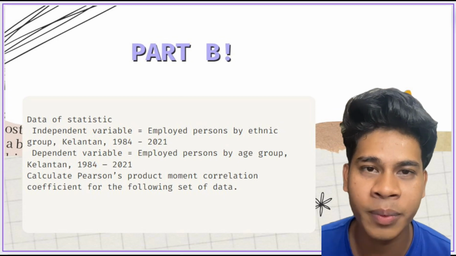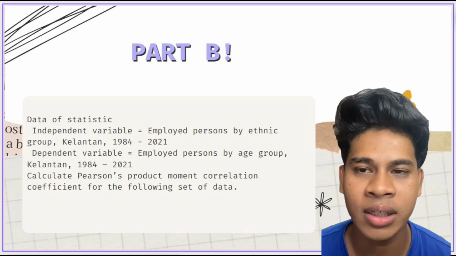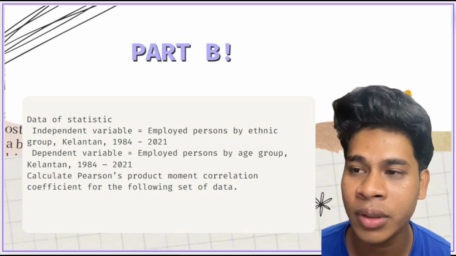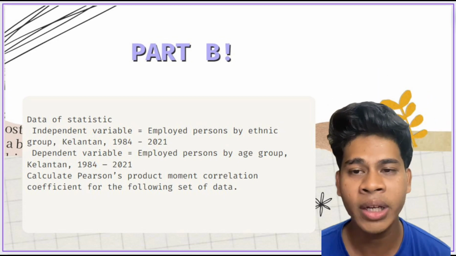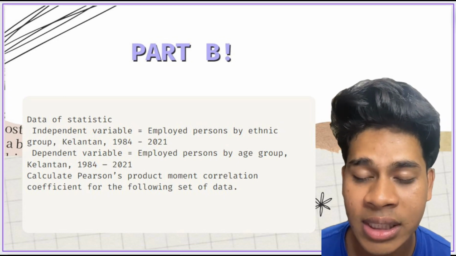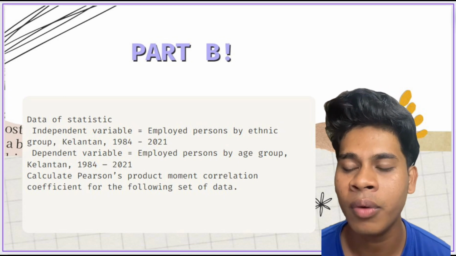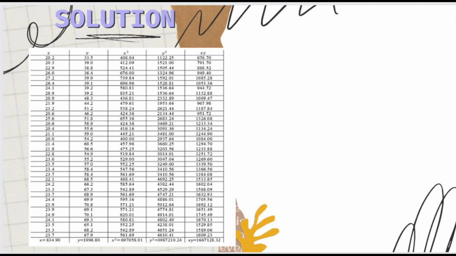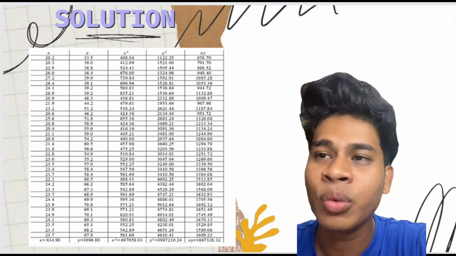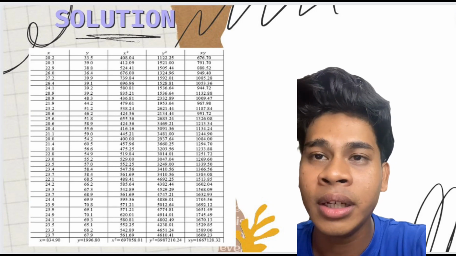Okay, I wish to present part B, introduction to data and the variables. The data of the statistics: the independent variable X is employed persons by ethnic group in Kelantan, 1984 to 2021. The dependent variable Y is employed persons by age groups in Kelantan, 1984 to 2021. Calculate the Pearson product moment correlation coefficient for the following sets of data. Next, the statistic of the data. This is one set of data that has one independent variable and one dependent variable, where ethnic group is the independent variable and age group is the dependent variable.